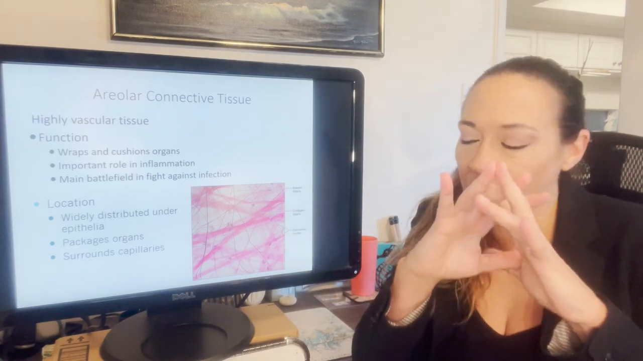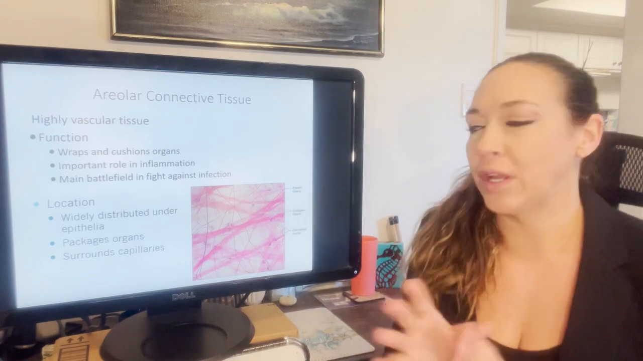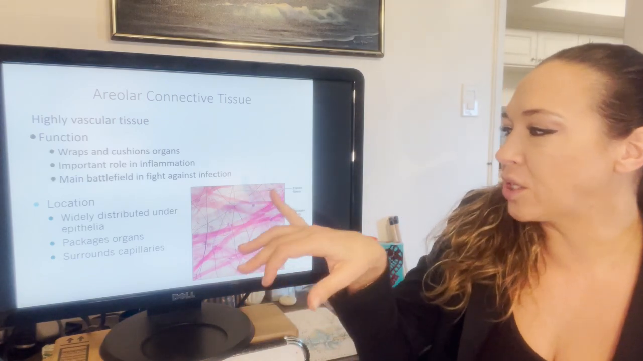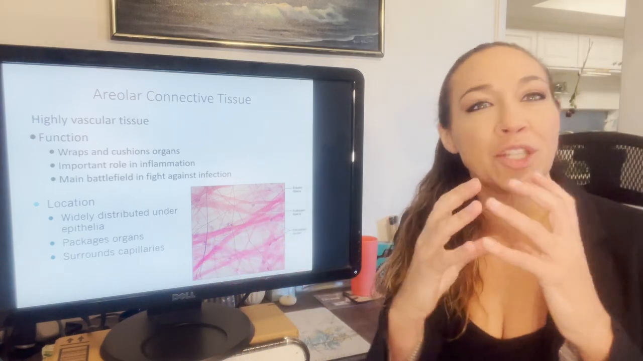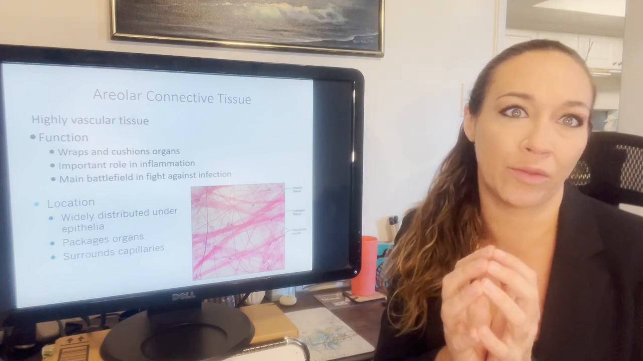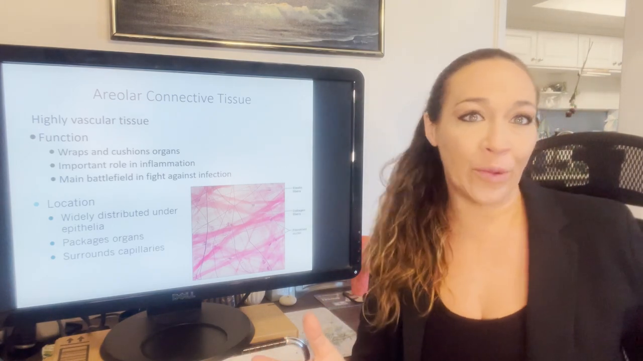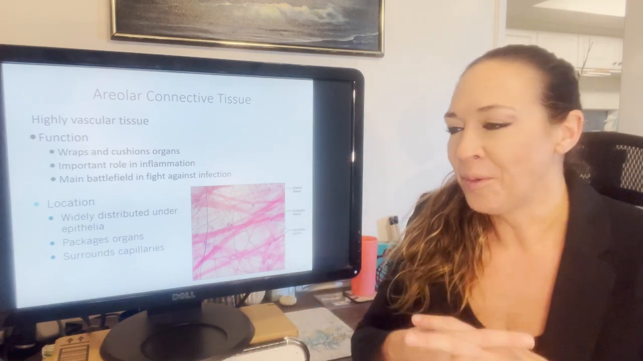Essentially what they're going to do is create this nice mesh protection around it, and that's what you can see right here. We've got all these collagen fibers and elastic fibers, right? And basically what's happening is this is protecting, right? This is wrapping around and almost insulating and cushioning each one of our organs, which is really important because we don't want to damage our organs. We kind of need them. Well, we need everything, but we really need them.